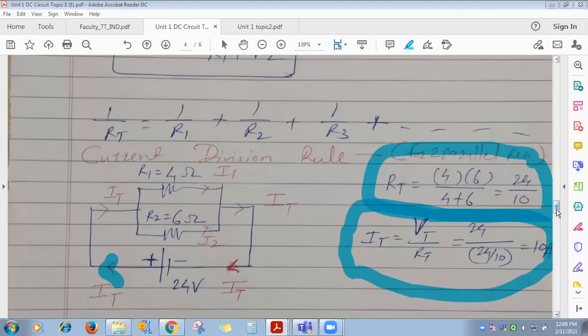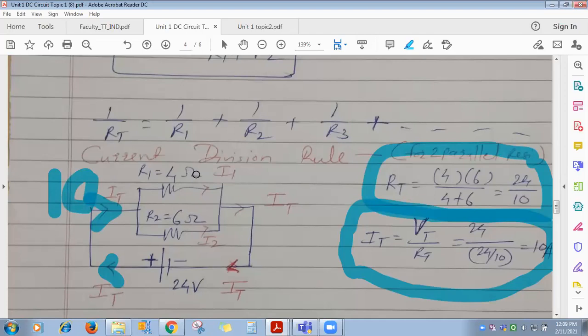So here the total current is 10 ampere. Total voltage 24 volt, total resistance 24 by 10. So total current 10 ampere. Now once this 10 ampere reaches over here, some current will flow through the 4 ohm and some current will flow through the 6 ohm.